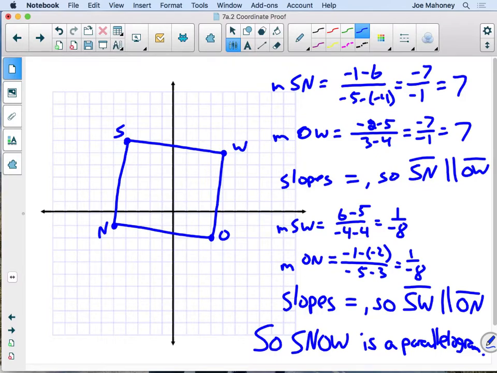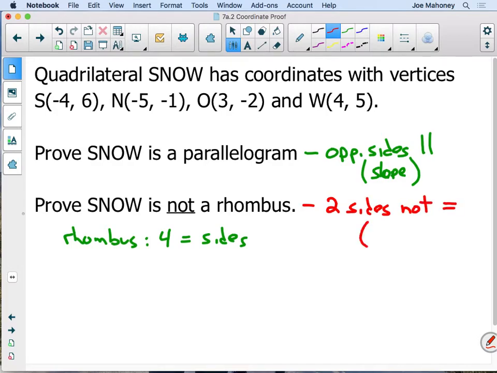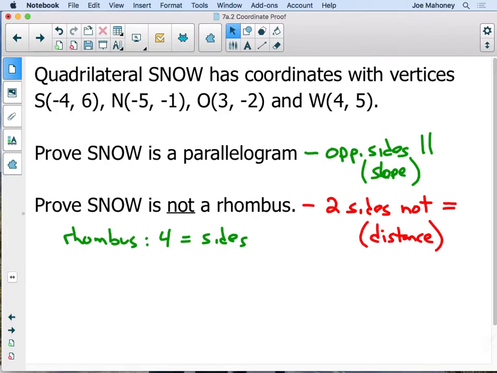Now let's go back and do the other part of it. The other part was, let's show that it's not a rhombus. Well, think about it for a minute. What is a rhombus? A rhombus is an equilateral quadrilateral, so it has 4 equal sides. So if I want to show that it's not a rhombus, I want to show that there are 2 sides that are not equal. And if I want to show equal sides, I want to do something like a distance formula. I want to find their lengths. I want to do like a Pythagorean theorem.